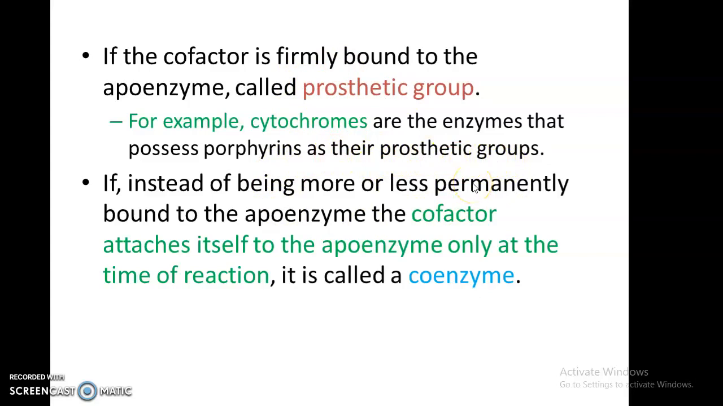If instead of being more or less permanently bound to the apoenzyme, the cofactor attaches itself to the apoenzyme only at the time of reaction, it is called a coenzyme. If they are always there, we call it a prosthetic group. If they come during the process of enzyme catalysis, we call it a coenzyme. These are not permanent. They are not permanently attached to the enzyme.